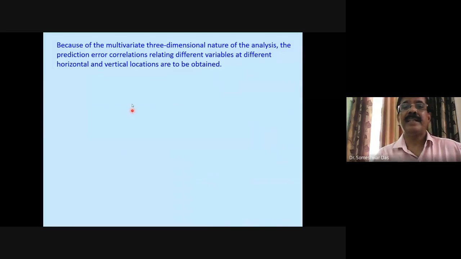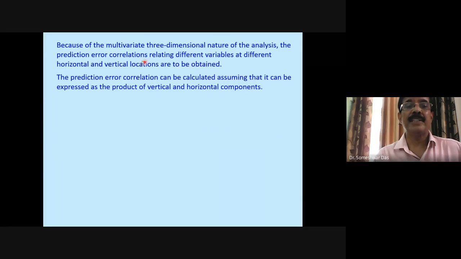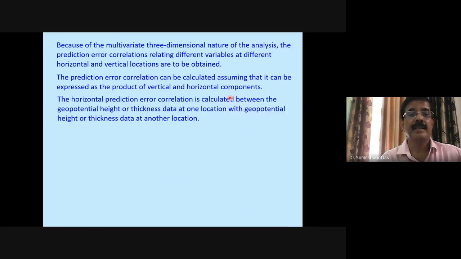Because of the multivariate three-dimensional nature of the analysis, the prediction error correlations relating different variables at different horizontal and vertical locations are to be obtained. Okay, so we have to obtain the prediction error correlations of different variables at different horizontal and vertical locations. And the prediction error correlation can be calculated, assuming that it can be expressed as the product of the vertical and horizontal components. The horizontal prediction error correlation is calculated between the geopotential height or thickness data at one location with geopotential height or thickness data at another location.